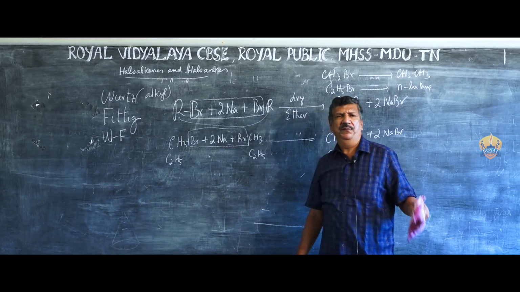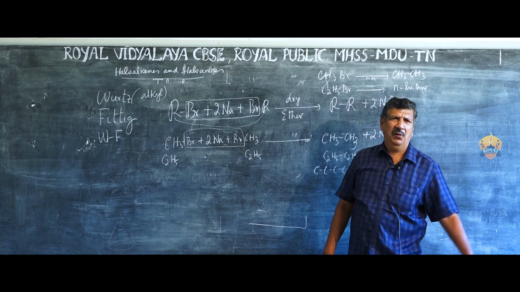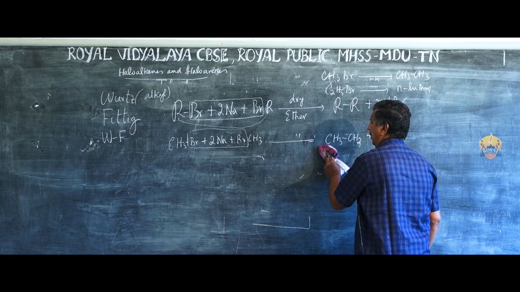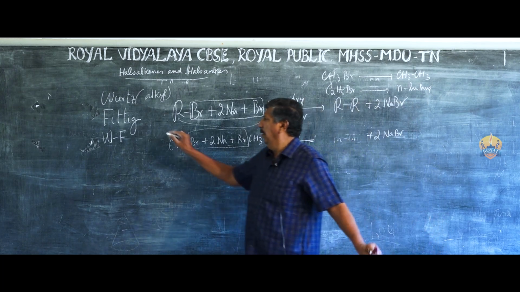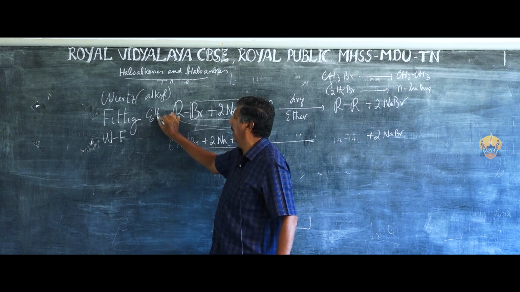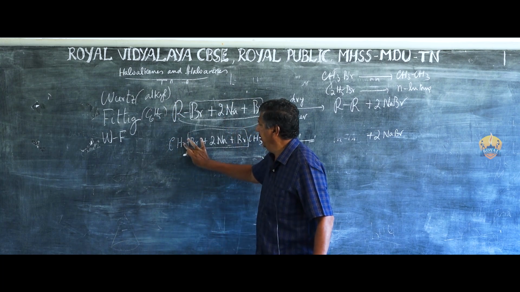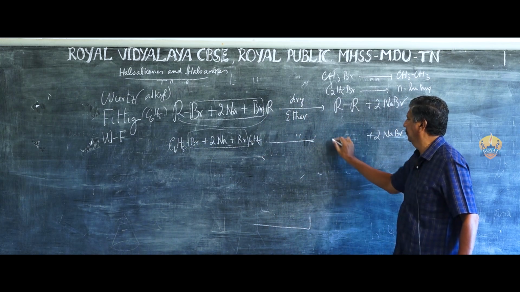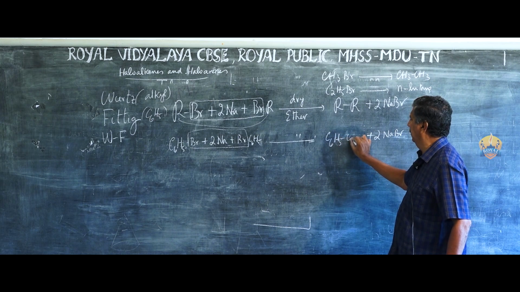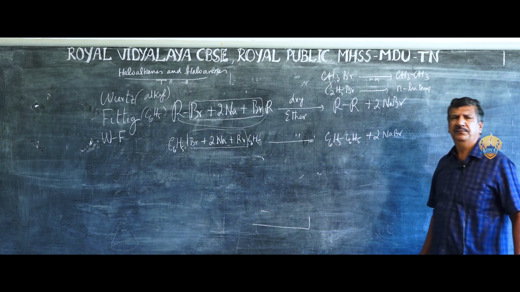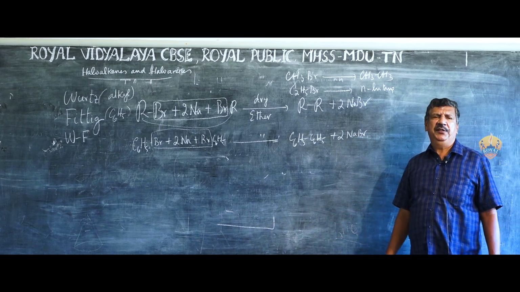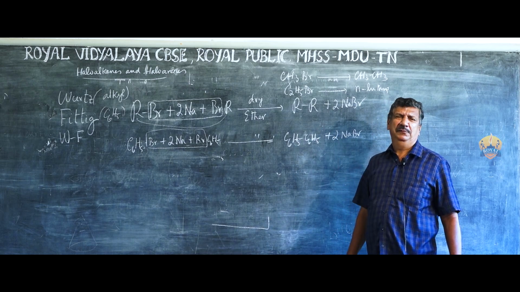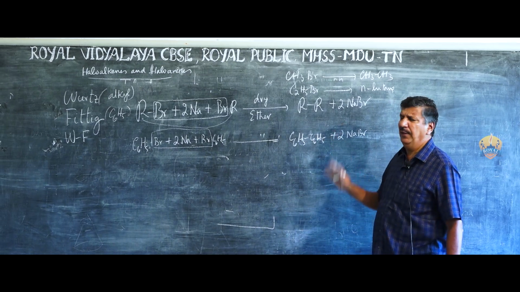Suppose they ask you the Fittig reaction, what about the Fittig reaction? This is the Fittig. You see, the Fittig always likes phenyl. So, you change into phenyl, that's all. This is the Fittig reaction. What was the name of the compound? Biphenyl. The compound name is biphenyl.